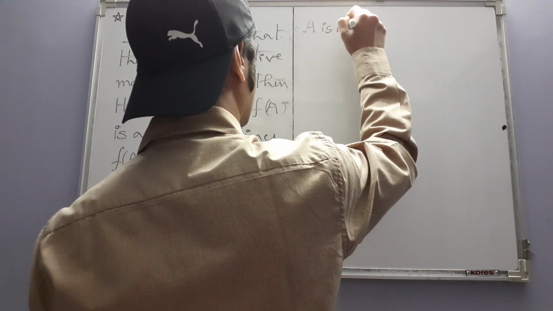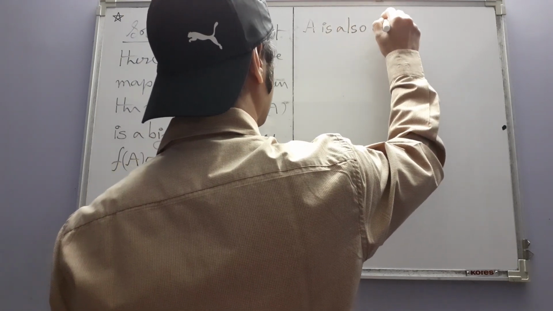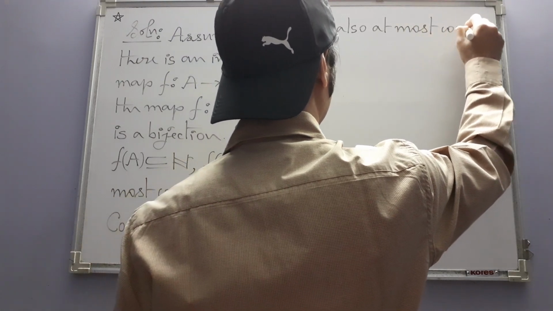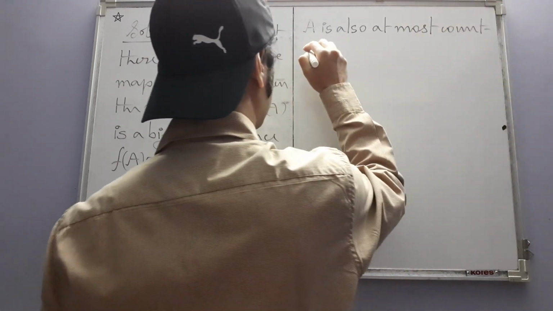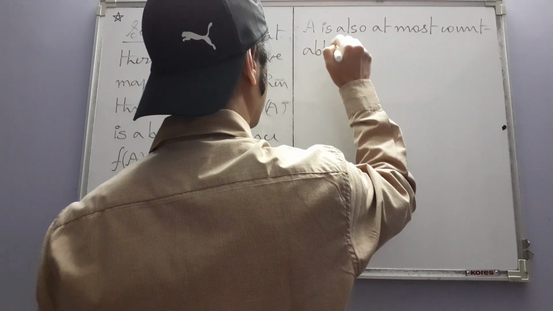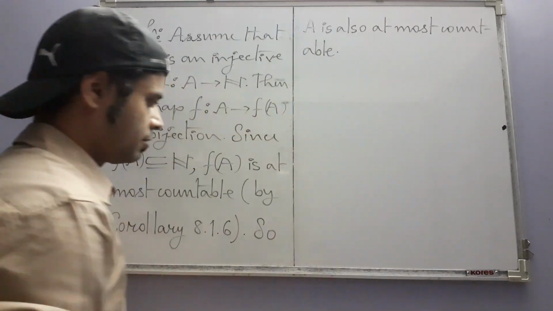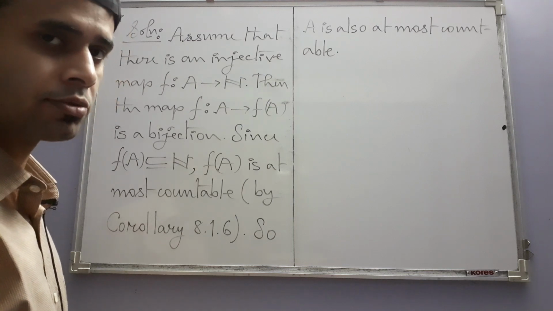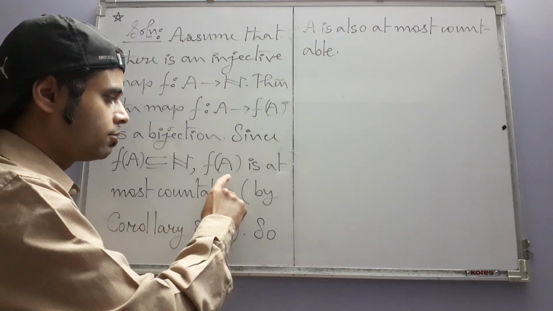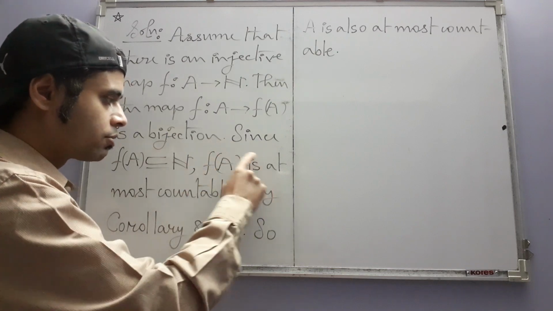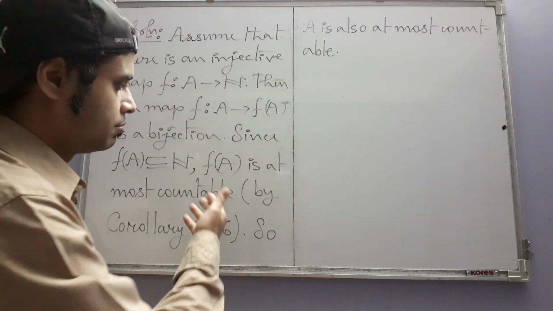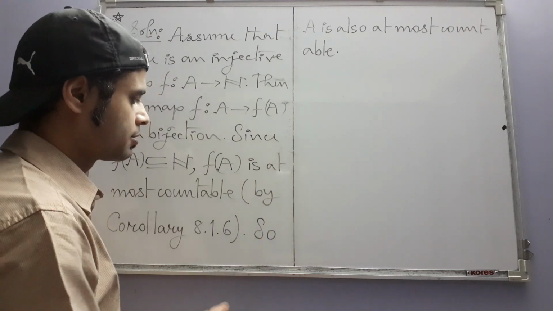A is also at most countable, but precisely how is A at most countable, and how are we concluding from the at most countability of f of A that A is at most countable? You divide it into two cases.